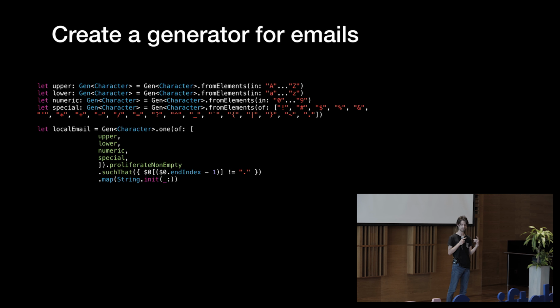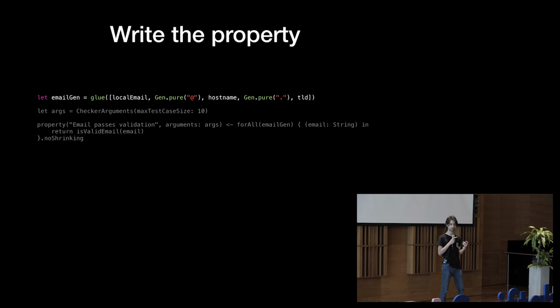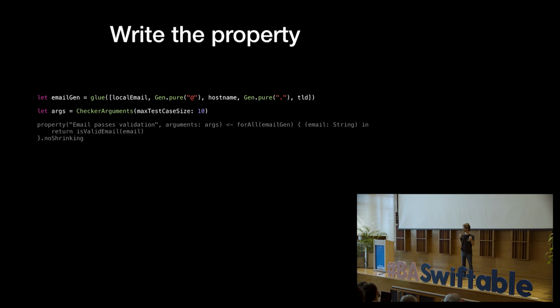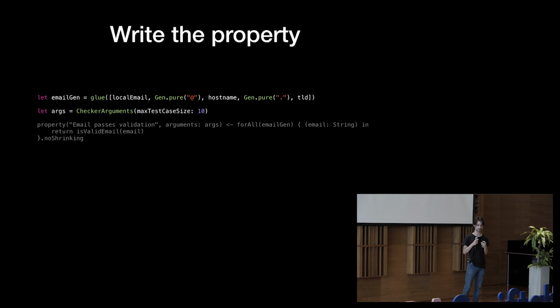And finally, since we are getting an array of characters, we map it to a string, because it's a type that's much easier to manipulate. Then we do the same thing in order to generate the host name and the extension. We put it all together using the glue function. We say, okay, when we are going to run our test, we want some arguments. We don't want to have an email that is bigger than 10 characters, because you will see that we actually don't need to go that far to find a bug.